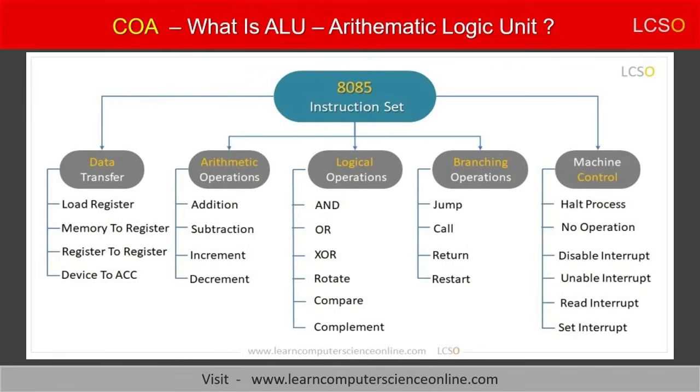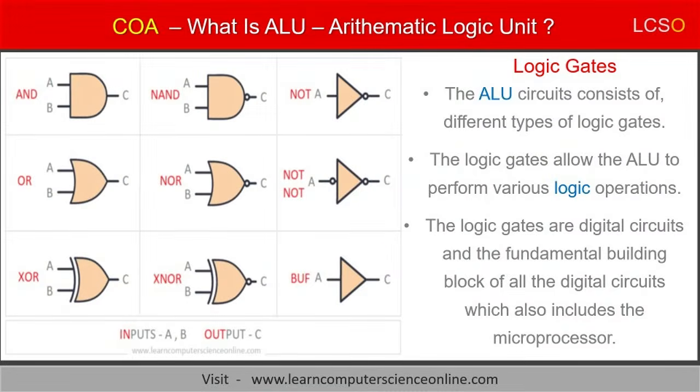Whereas, all the decision-making operations, based on the conditional logic of the program instructions, are said to be the logical operations. The ALU logical operations include greater than, less than, equal to comparisons, shifting operations, Boolean operations, such as AND, XOR, OR, and NOT operations. The ALU circuits consist of different types of logic gates. The logic gates allow the ALU to perform various logic operations.